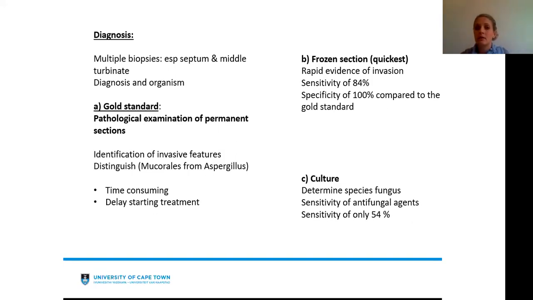In this regard, frozen section might be the quickest way. At least it can tell you whether or not there is rapid evidence of invasion. Frozen section has a sensitivity of around 84% and a specificity of 100% compared to the gold standard. And then lastly, obviously you want culture. This is important to determine your species and to look at the sensitivity of your antifungal agents. But even if we culture it, the sensitivity for culture is only around 54%.